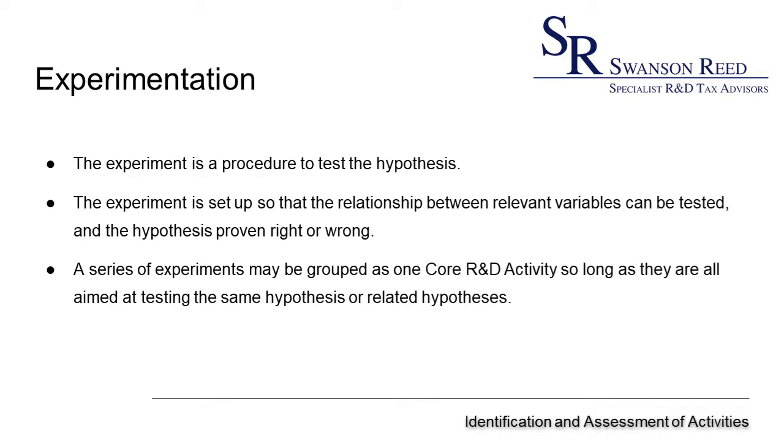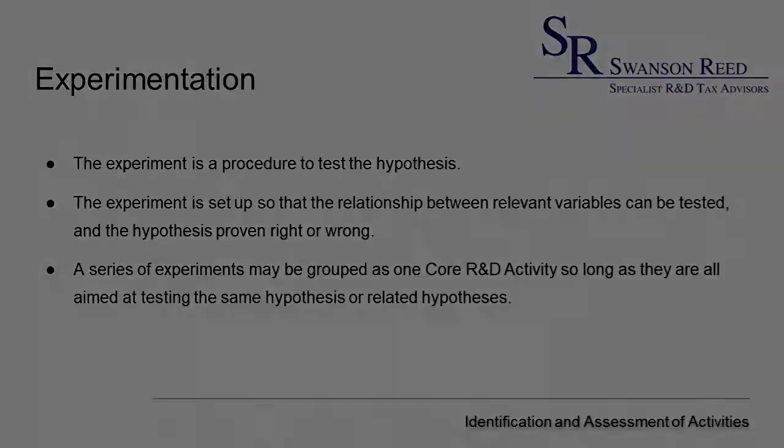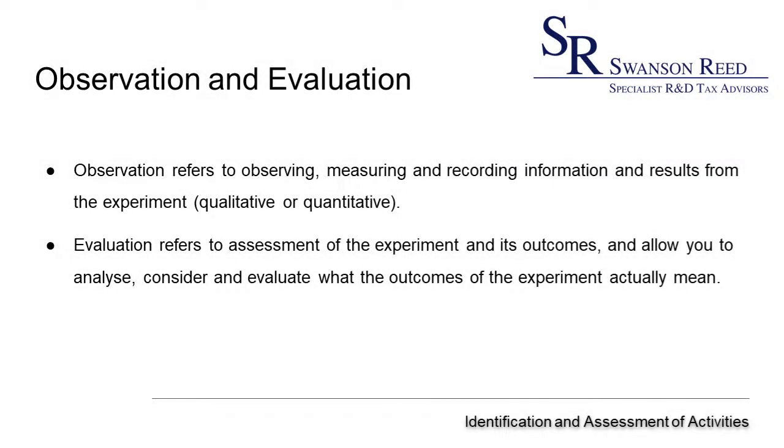The experiment is conducted for the purposes of generating observations, which is the next key phase of describing the core R&D activity. Observation is where you observe, measure, and record information and results that relate to your experiment. Such information can be qualitative, i.e. descriptive, or quantitative, numerical data. Evaluation is where you assess and analyse the results of your experiments. You need to consider what the results of your experiment mean. This then leads to the final stage of describing the core R&D activities, making logical conclusions.